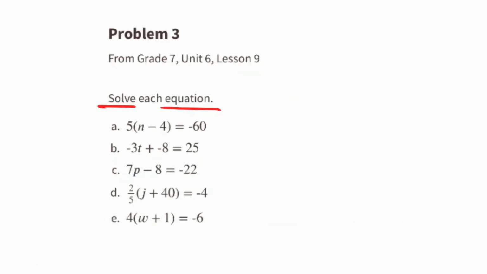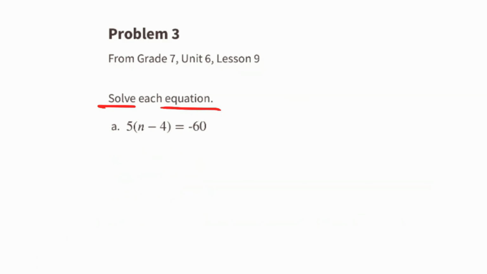Problem number 3 from 7th grade, Unit 6, Lesson 9. Solve each equation. A. 5 times n minus 4 equals negative 60. 5 times n, or 5n, minus 5 times 4, or 5 times a negative 4. 5 times n is 5n, and 5 times a negative 4 is negative 20. So we have 5n minus 20 equals negative 60.